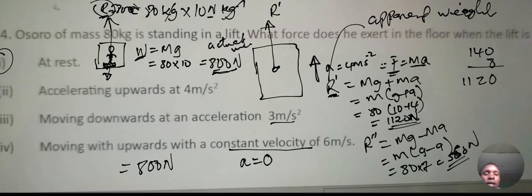So in this case, R prime and R prime prime are the apparent weights that you can easily calculate in that manner.